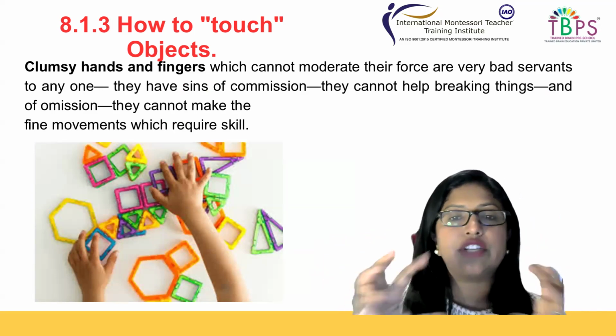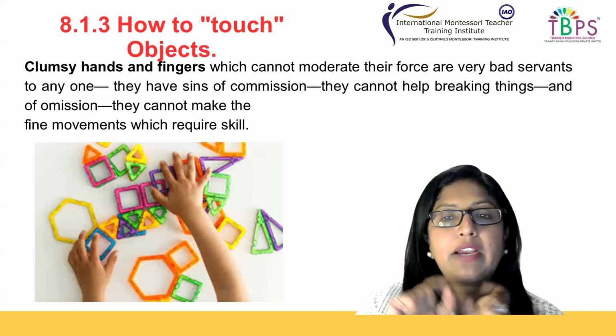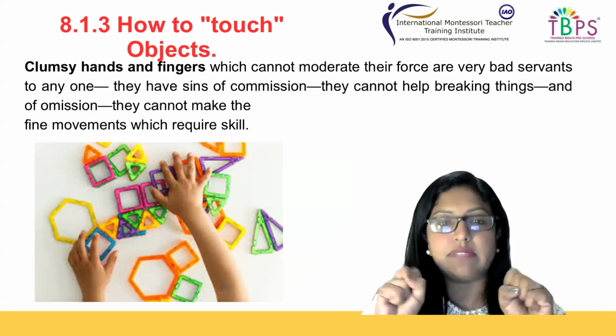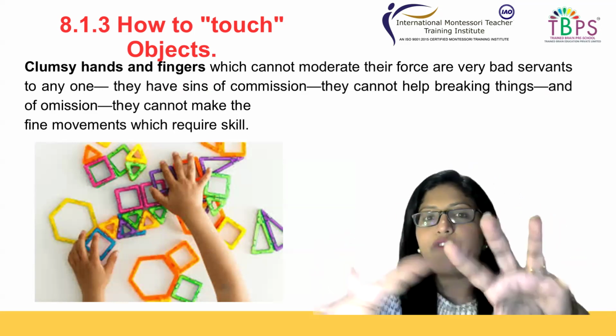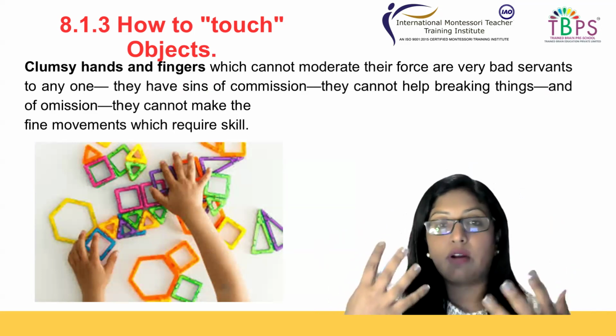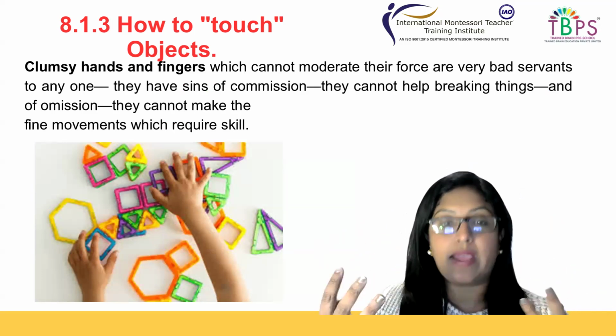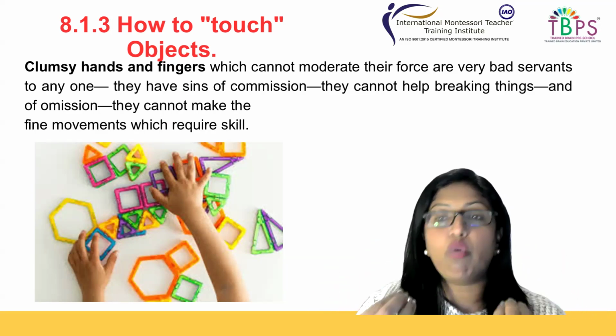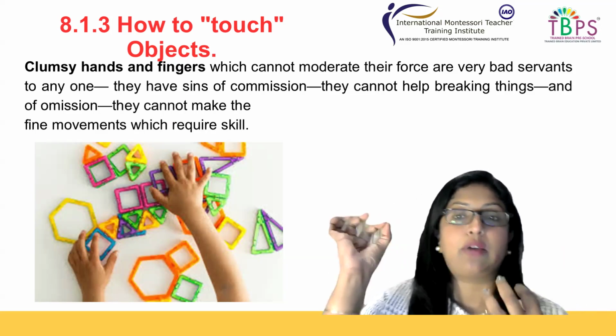Now, suppose the teacher is asking the child, can you pick up a pink color square? Just imagine the child's hands are clumsy and the child is putting the hands everywhere on it. He himself will not be able to figure out where is that pink color square. He will forget about the skill or the movement that was required for him to pick only that.